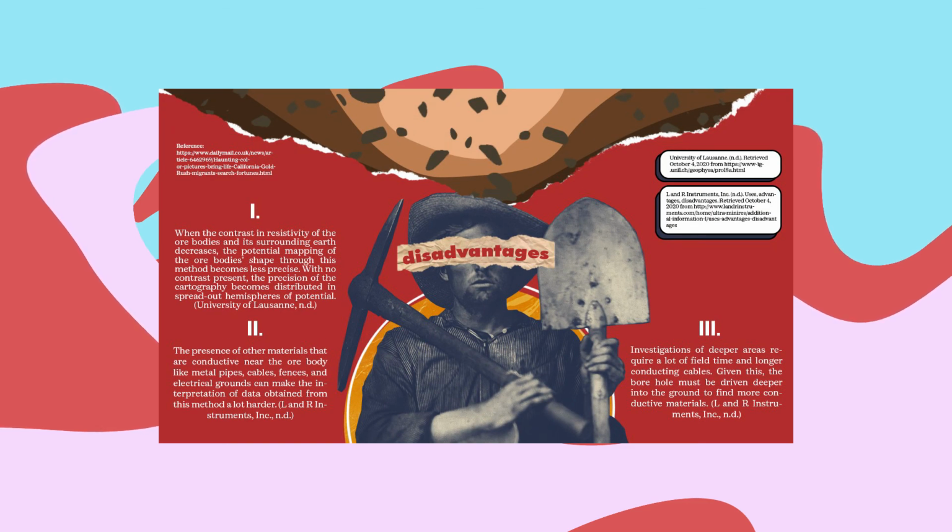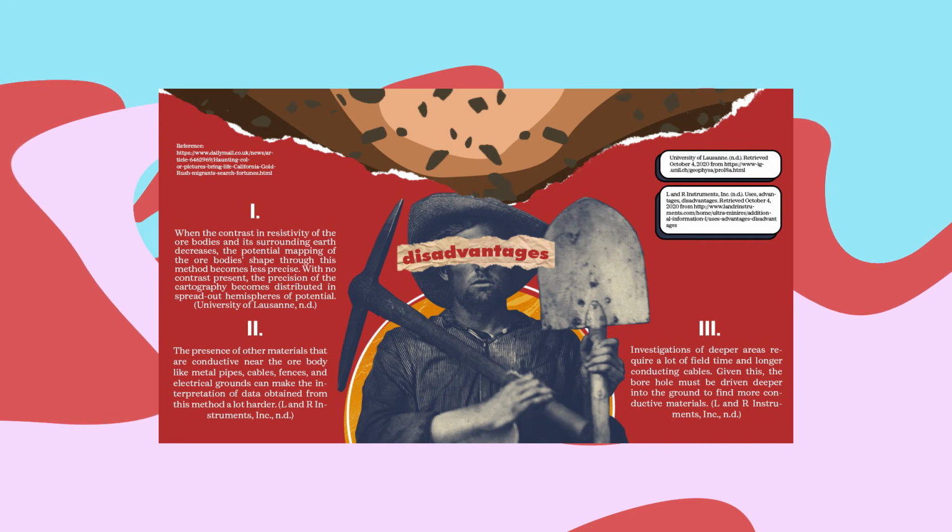With these advantages, however, come the disadvantages that arise when using the Mise-A-La-Masse method in mining. One disadvantage is that when the contrast in resistivity between the ore bodies and the surrounding homogeneous earth decreases, the potential mapping of the ore body's shape through this method becomes less precise. As a consequence, the mapped ore body geometry becomes less defined. When there is no contrast present whatsoever between the ore bodies and the surrounding earth, the precision of the cartography becomes distributed in more spread out hemispheres of potential.